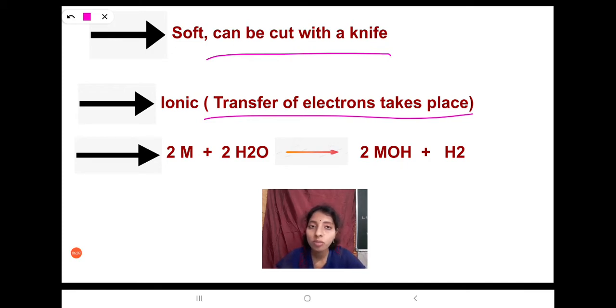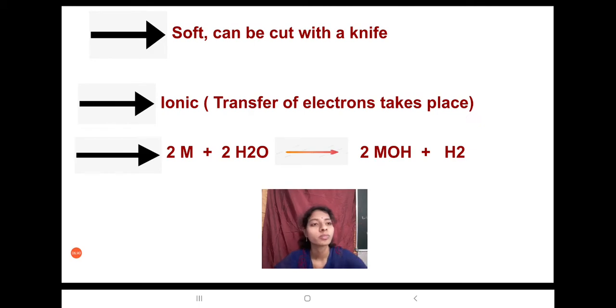How many electrons will be transferred? Only 1 electron will be transferred from these elements, because the valency of the 1A group elements is 1. So the transfer of electrons takes place. They have ionic nature also. And we know these metals, when reacted with water, form corresponding hydroxides and release hydrogen gas, right? These are some of the properties of 1A group elements.